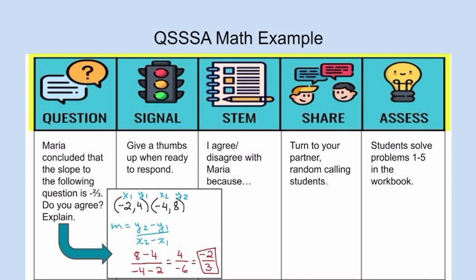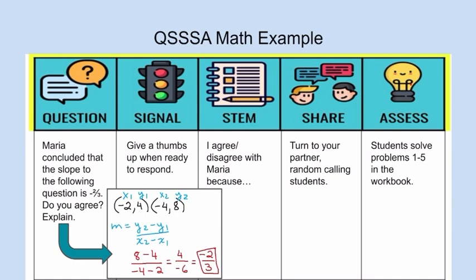So after students go ahead and think about their answer, they're going to give you a signal. So the signal here is give a thumbs up when you're ready to respond. And the stem that they would respond with is I agree or disagree with Maria because. And they are going to share with their partner. They're going to turn to their partner and talk.